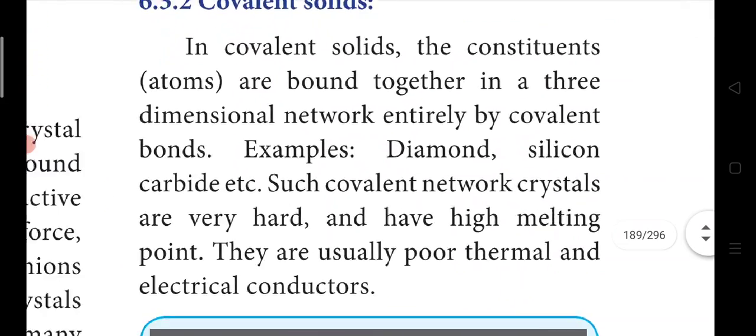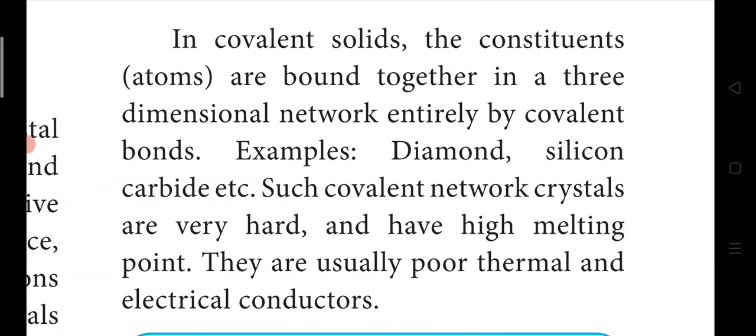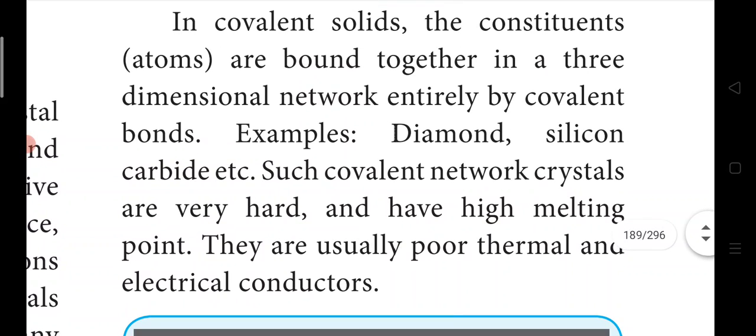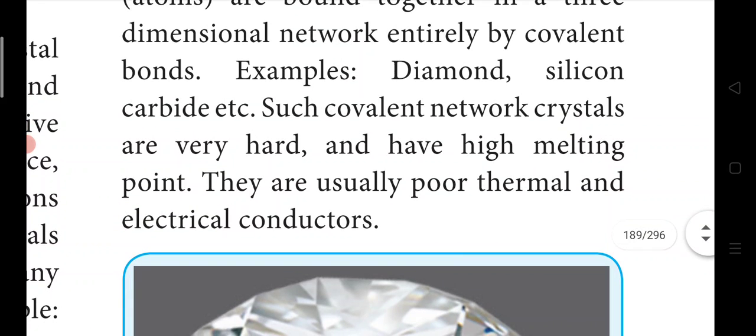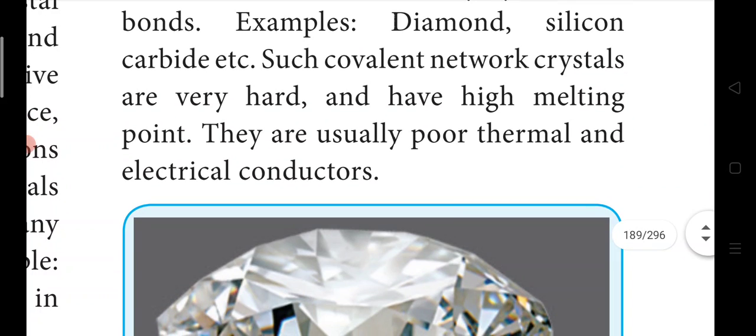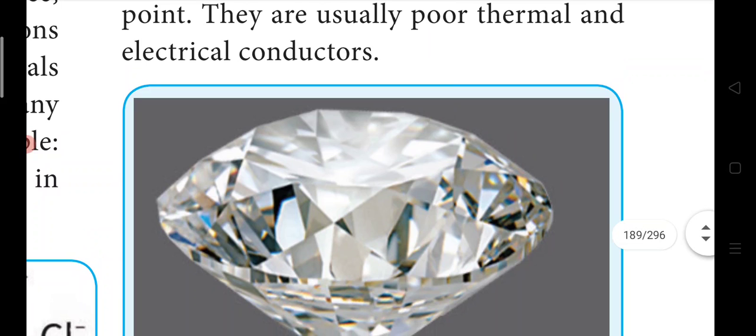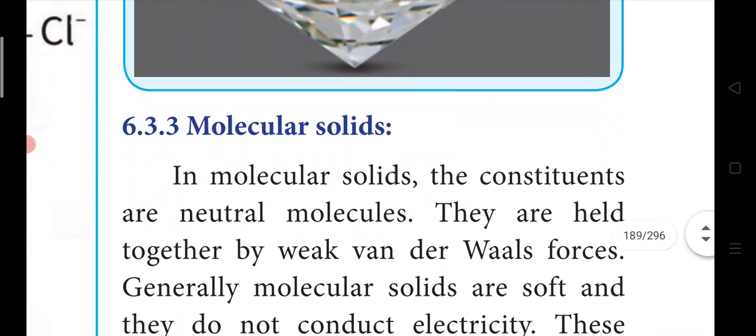Next is covalent solids. In covalent solids, the constituents are bound together in a three-dimensional network entirely by covalent bonds. That is why they are called covalent solids. For example, diamond and silicon carbide. Such covalent network crystals are very hard and have a high melting point, and their thermal conductivity and electrical conductivity are very poor.